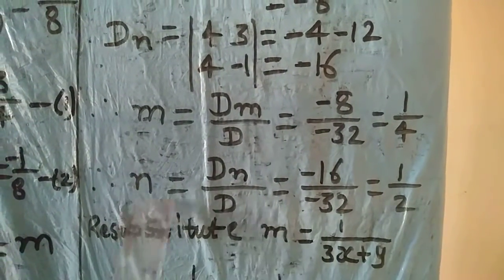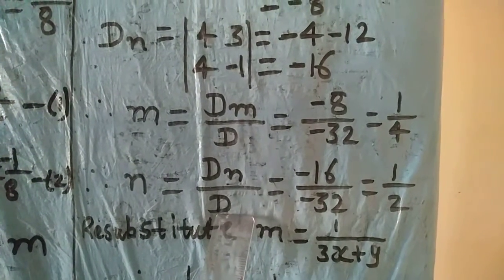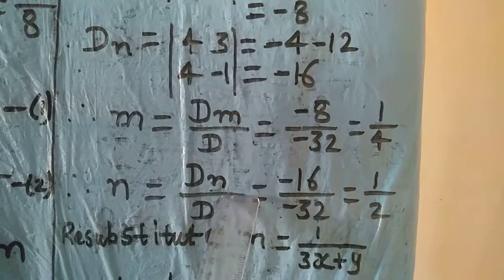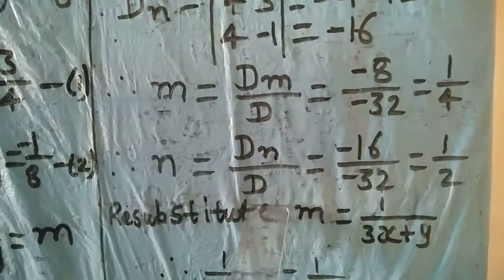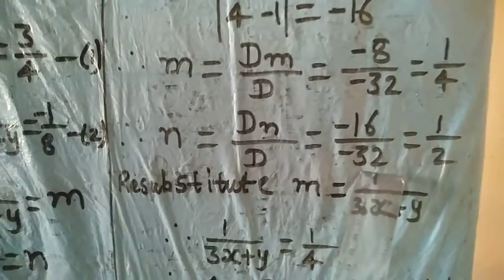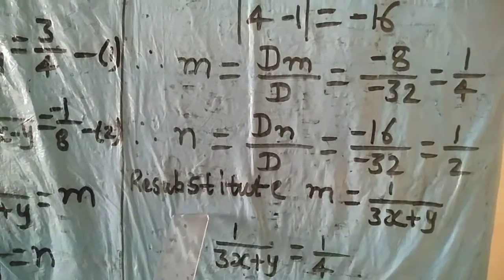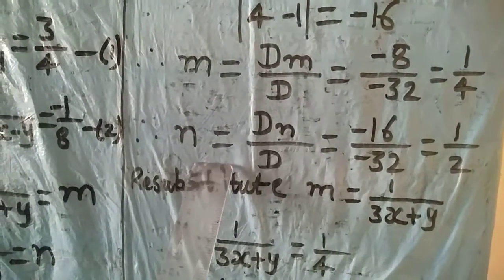Now the value of n, dn upon d. Value of dn is minus 16, and value of d is again minus 32. So minus 16 upon minus 32, it will be 1 upon 2. So these are the values of m and n, but our equation is in the form of x and y terms.